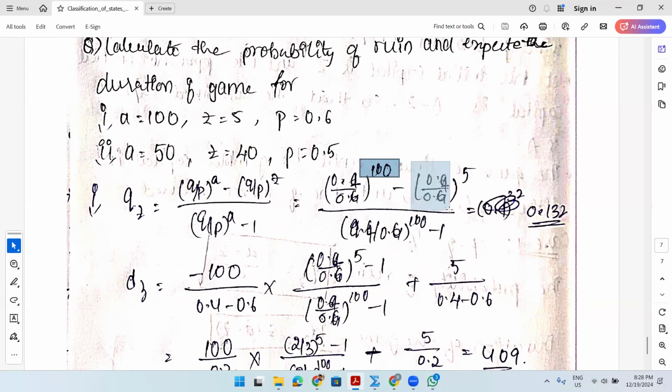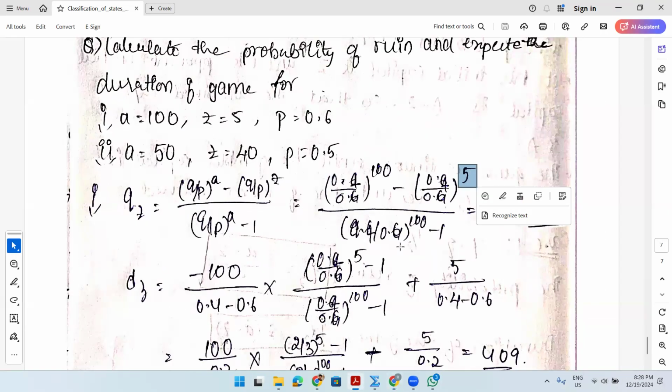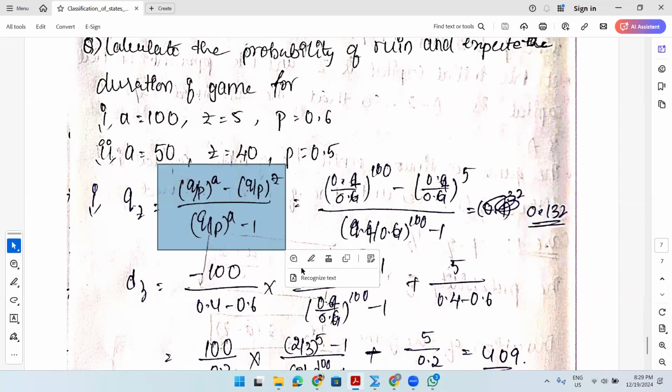A is 100, and Q by P, that is 0.4 by 0.6, power Z, Z is 5, divided by Q by P, 0.4 by 0.6 power A, A is 100, minus 1. So the calculation you can do using a calculator. If you remember this formula, it's just substitution, nothing but substitution.